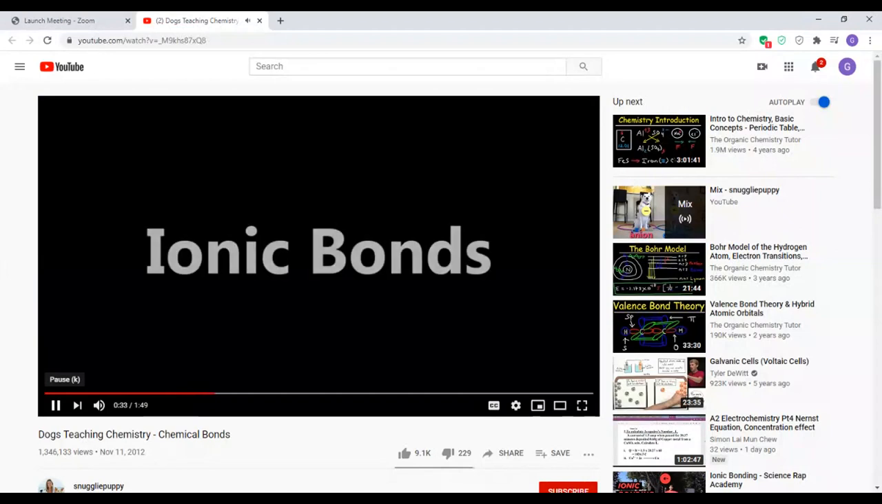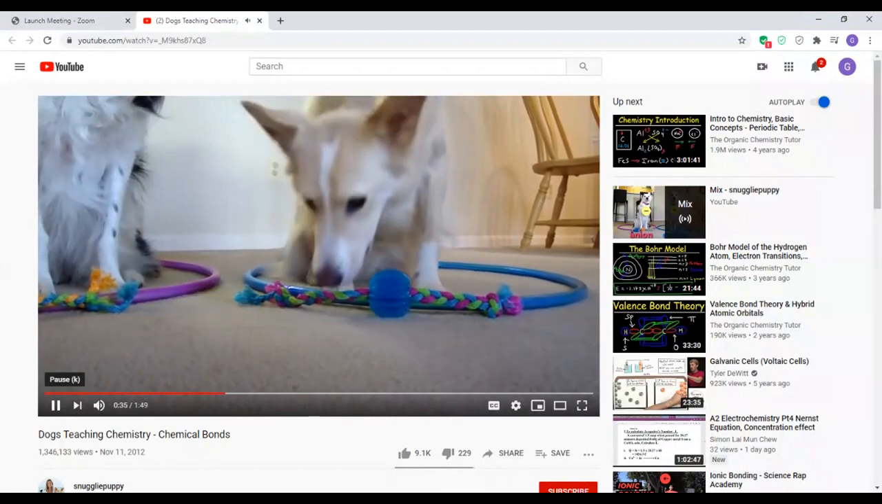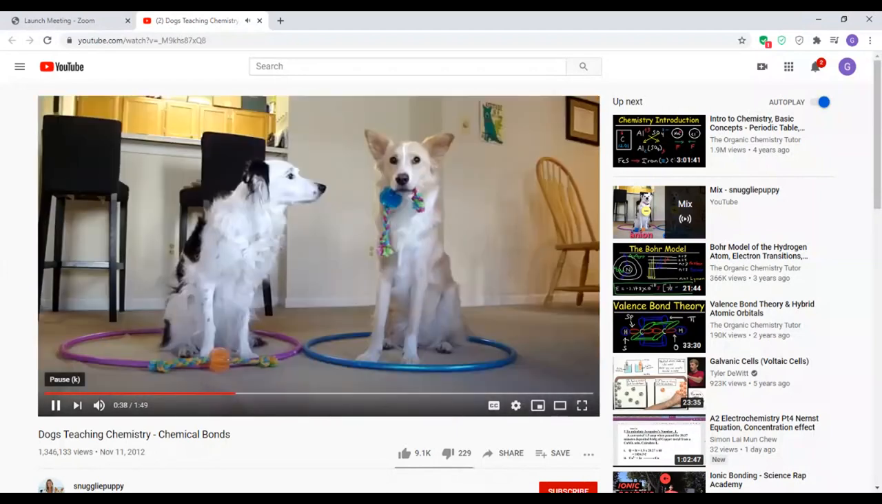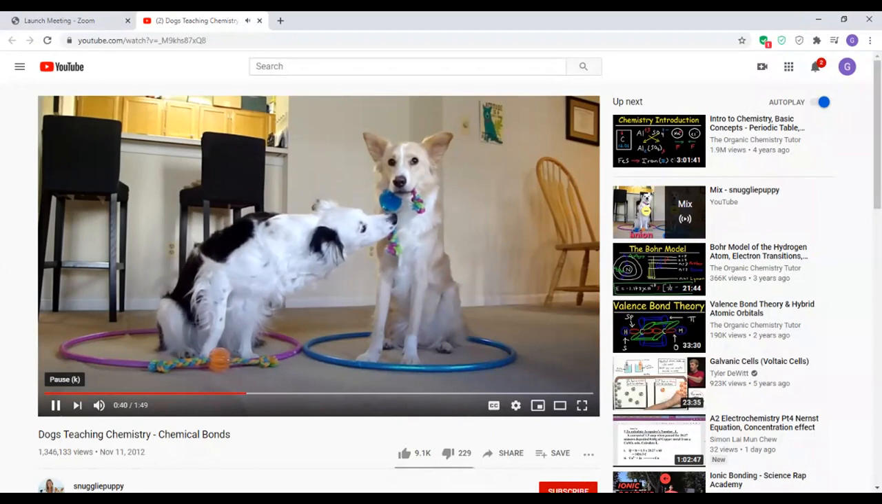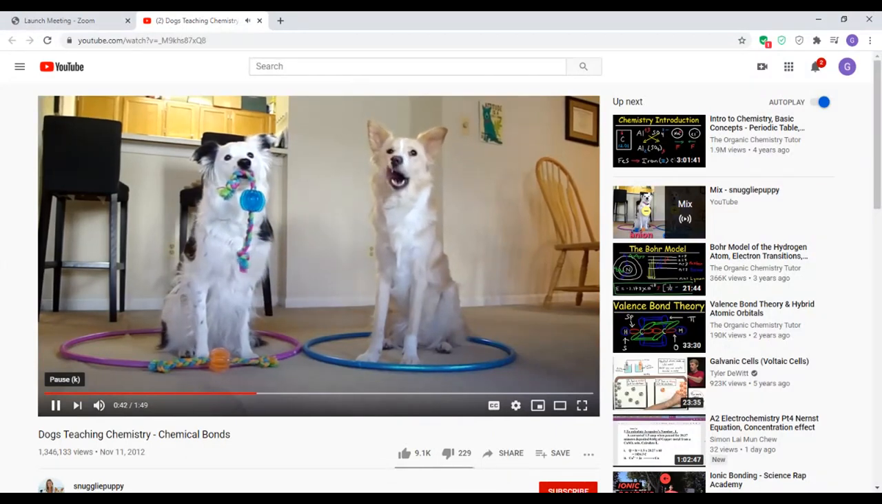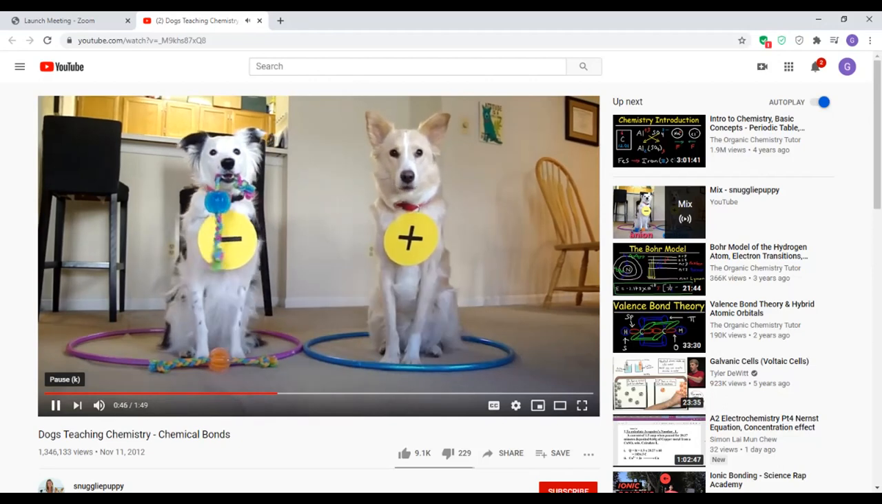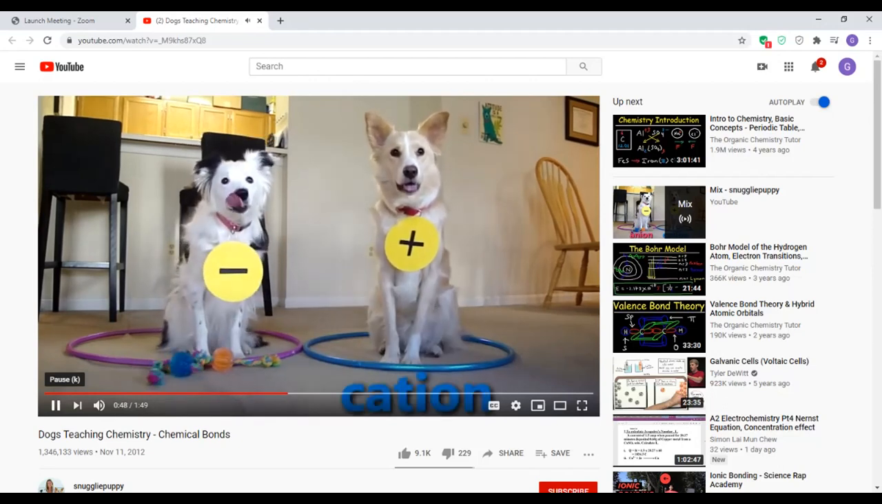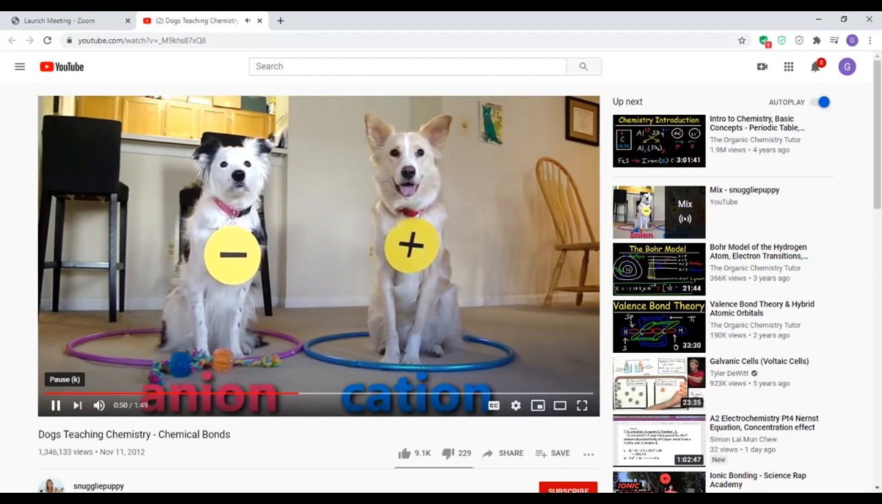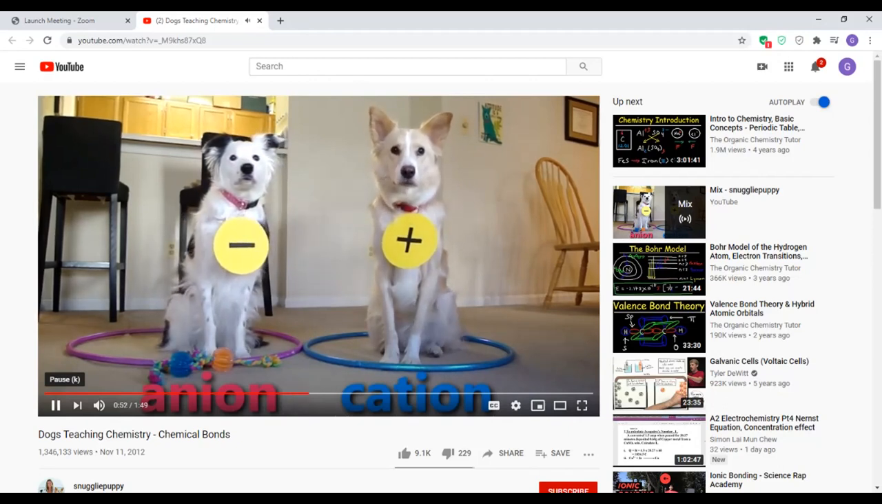Let's take a look at the types of chemical bonds that can be formed between atoms. An ionic bond is formed when one of the atoms will lose its electron to the other atom. This results in a positively charged ion called a cation and a negatively charged ion called an anion. Positive and negative attract, and the result is an ionic bond.